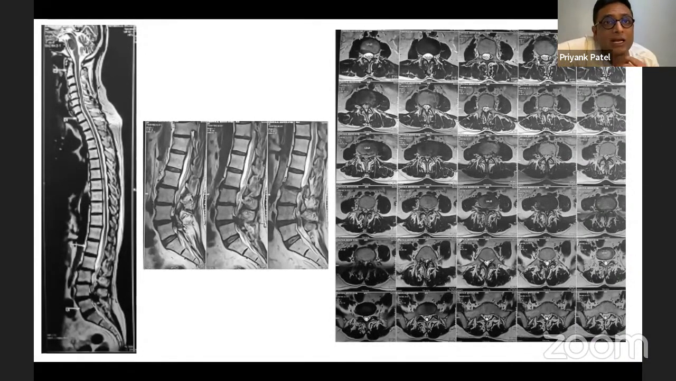Dr. Harjot mentioned a very important point, that you are seeing kissing facets over here. So when there are kissing facets and you're doing decompression, there is a chance that you're going to knock out the facet joint, and that could create potential instability. So in a lot of places you hear that intraop you take the decision that you want to fuse that area, but I will strongly recommend against it.